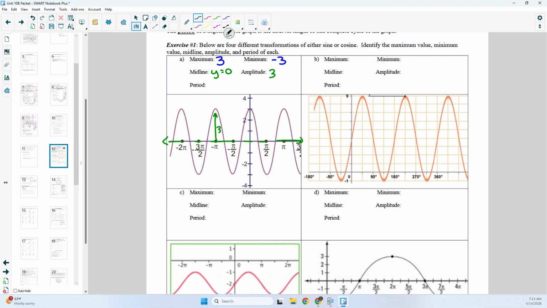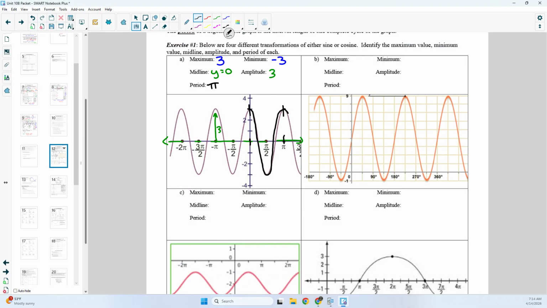If I trace out this graph, usually I start on the y-axis. I'm going to trace it out until I get to the point where if I moved my pen further, I would start repeating what I'd already done. So from here to here is the period, that's 0 to pi, so the period is pi.